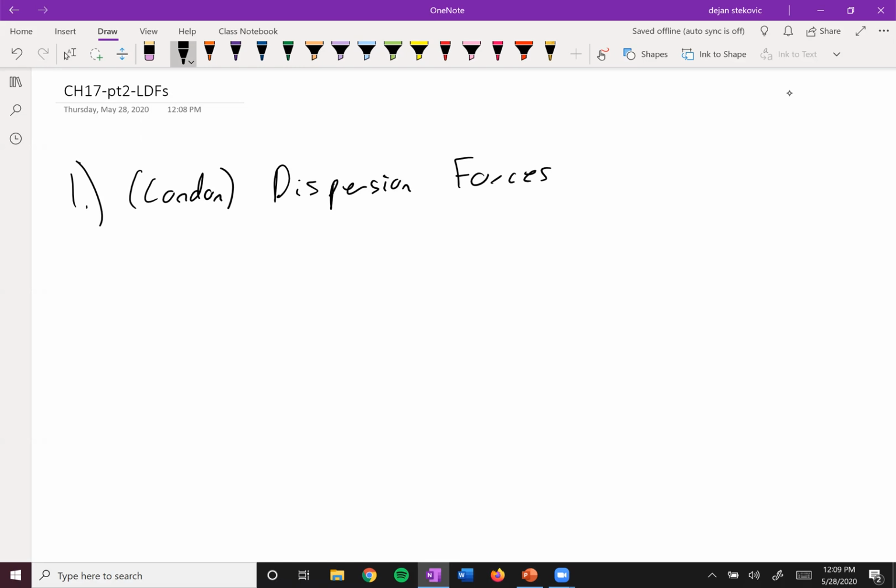It's up to you. In general, London dispersion forces are the weakest, but they're also the most common because all matter experiences it. So everything has dispersion forces.